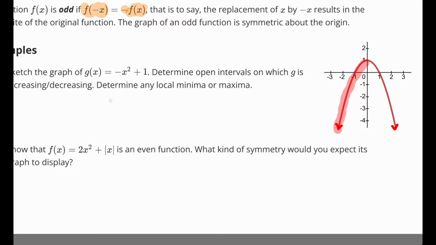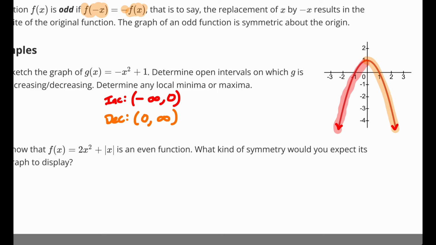So the first answer for the increasing, I'm just gonna write here, increasing, it's going to be -infinity all the way up to 0 for the increasing. The decreasing is gonna be what happens after the 0 right here, and it's going down forever that way. So it's gonna be from 0 to +infinity, it's gonna be decreasing.